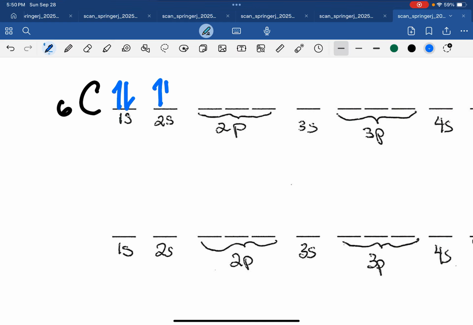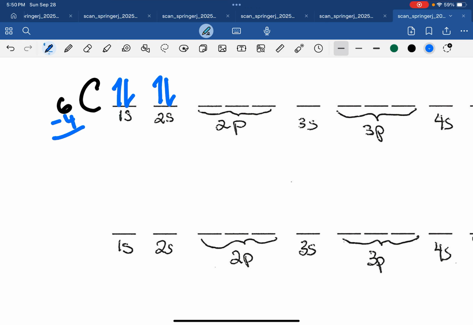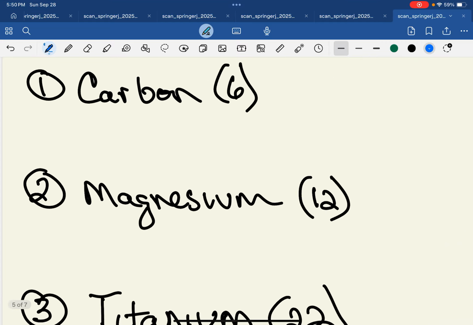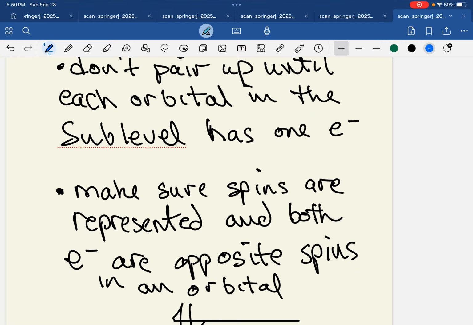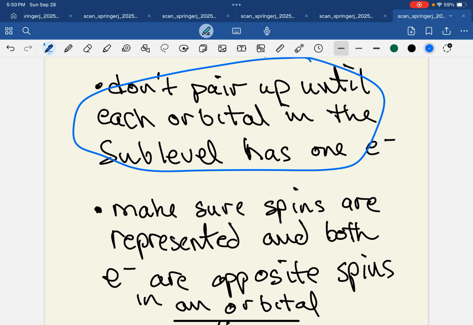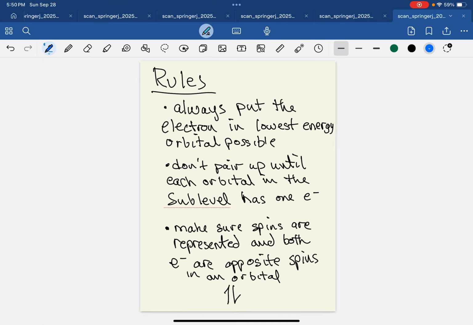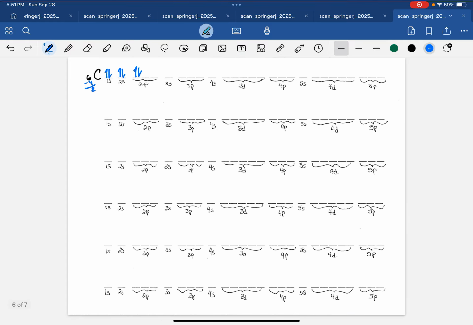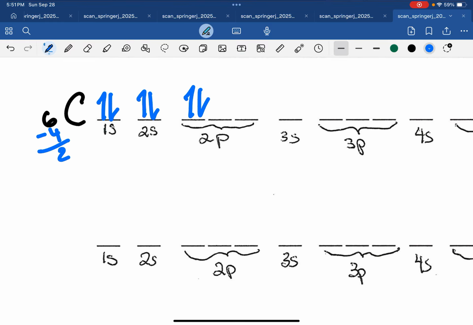2s. Now we've used 4 of the 6. 6 minus 4 would be 2. We have 2 left. We can't pair them up. We can't do this. No, you can't. You cannot do that. That violates this rule over here: make sure you don't pair up until each orbital in the sublevel has 1 electron. So we can't do that.